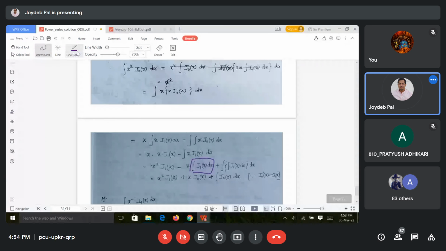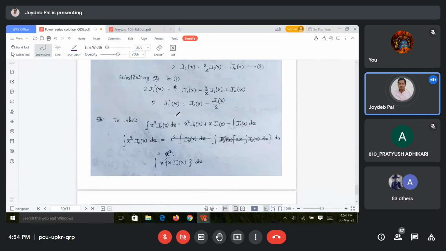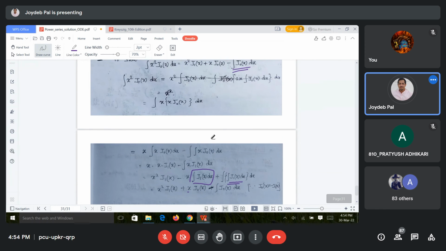Now I am putting integration J1 as minus J naught, and plus J naught x into J naught. Here there are two integrations. So when you substitute integration J1, we are getting integration of J naught. Actually that is the last form that we have to prove. Integration J naught will be there; you cannot simplify it further. So the rest of the terms we are getting are x square J1 x into J naught and integration J naught.